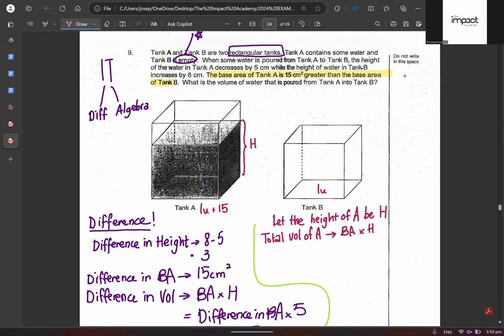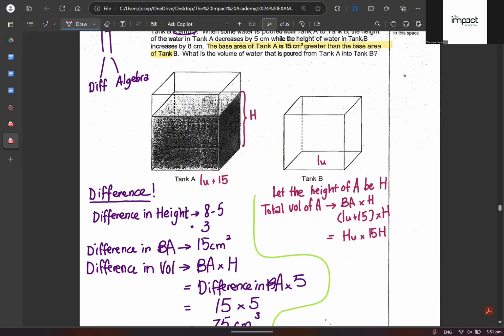So what is the total volume of A? 1 unit plus 15 times h. That gives me h unit plus 15h. Agree or disagree? All right, so that is the starting volume, and this h unit plus 15h cannot change at all. Is that okay?